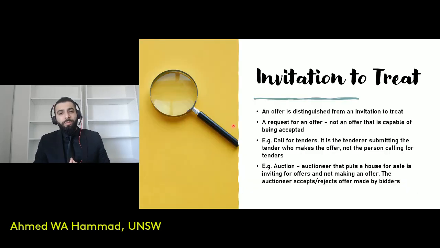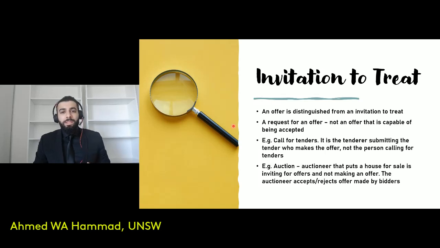However, what's more important for us in construction is this concept of invitation to treat. It's important because we deal with a lot of tenders in construction, and a lot of people confuse a tender for an offer. A tender is not an offer; it is an invitation to treat. Basically, an invitation to treat is where you ask others to make an offer. So it's a request for others to make an offer rather than it being an explicit offer.